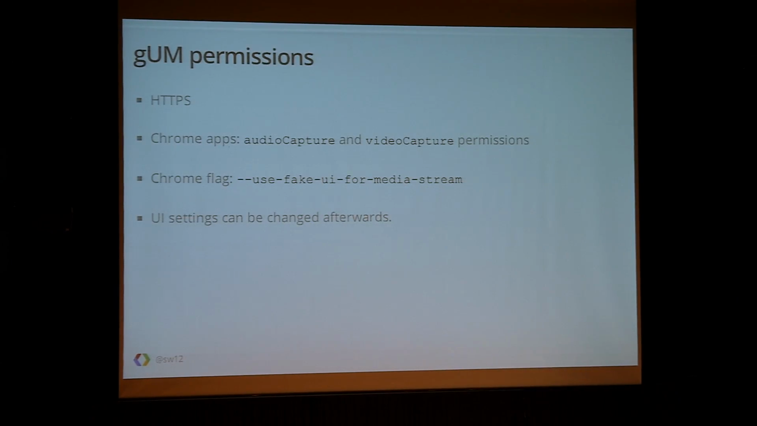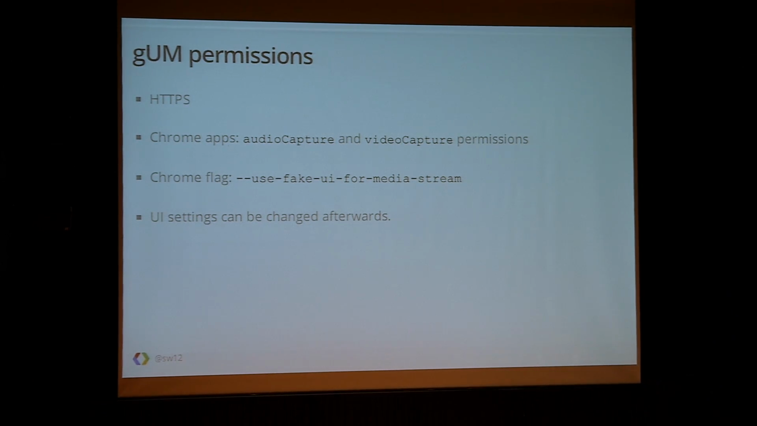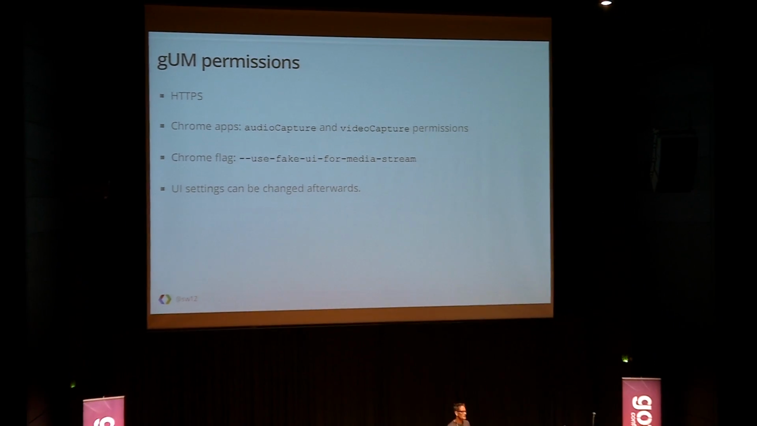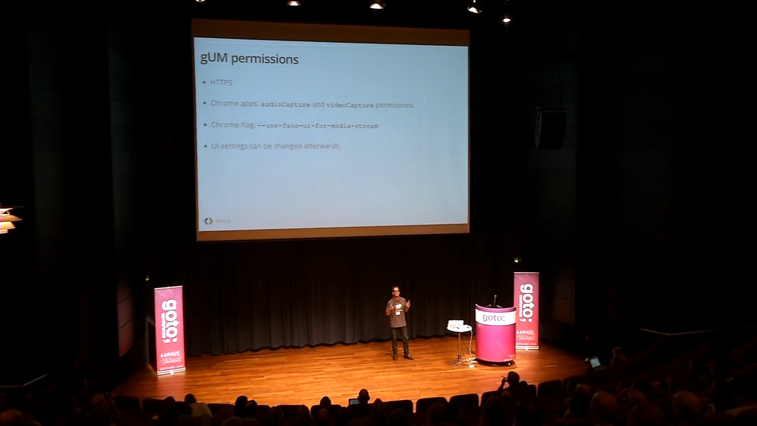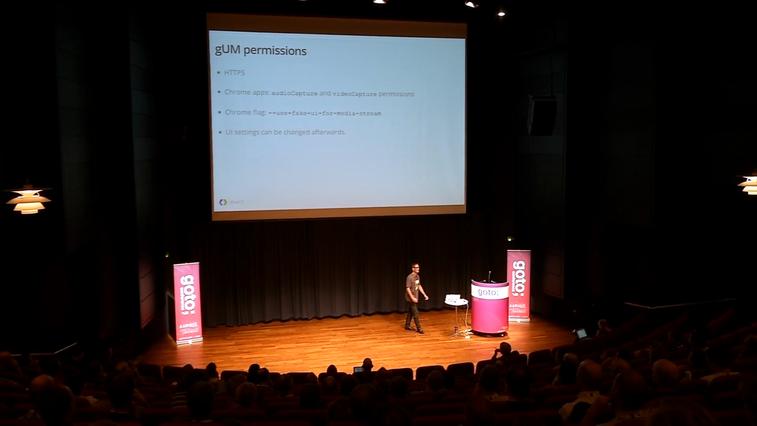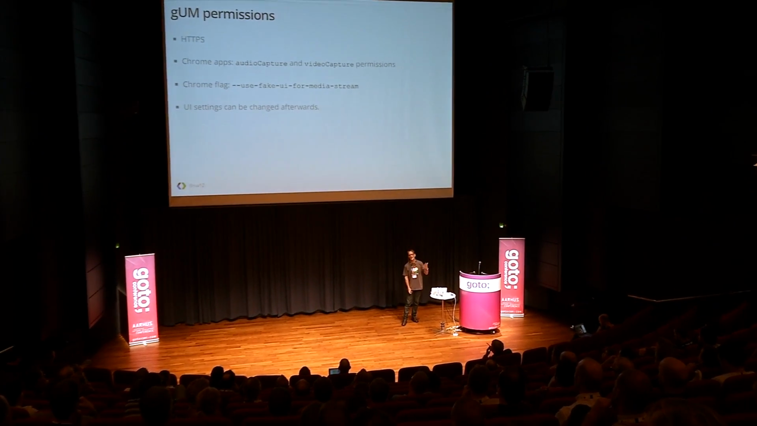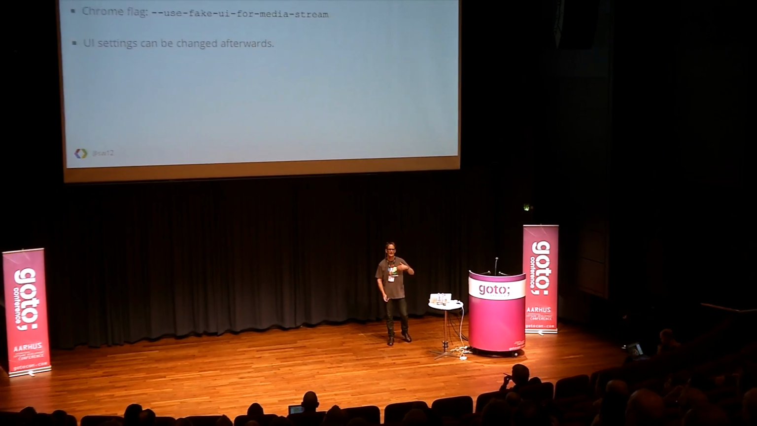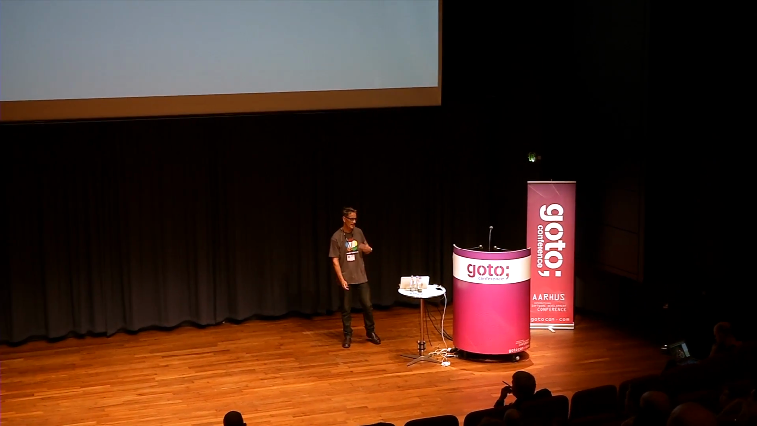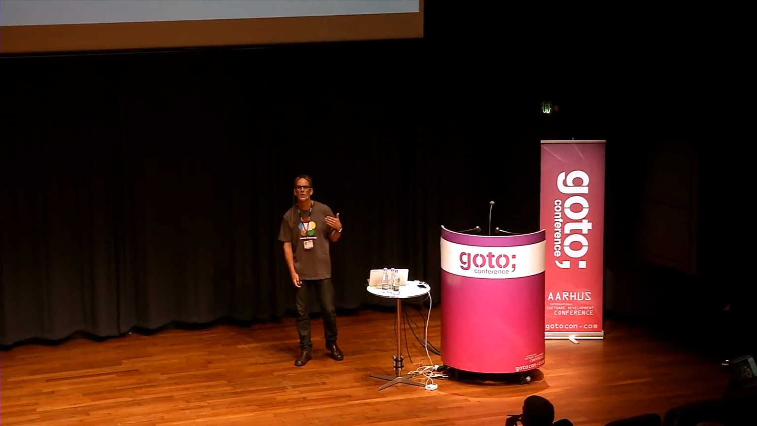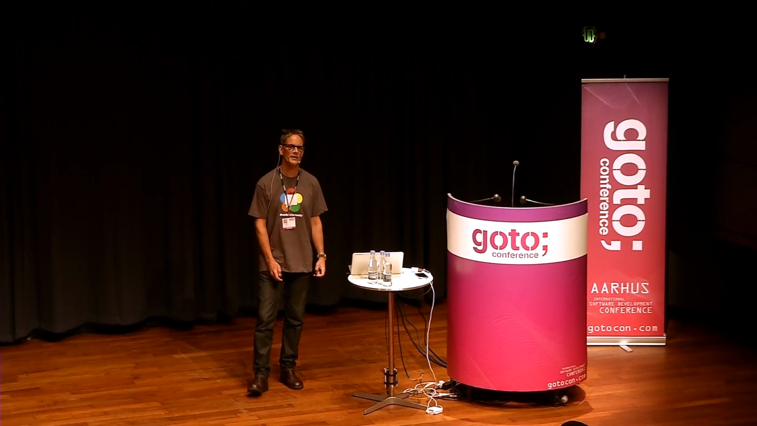Just a word about permissions. If you run a WebRTC app using getUserMedia from HTTPS, you will only be asked the first time for access to the camera, microphone, and so on. This is really handy, so people don't get asked again and again every time they use your app. You can also do this in Chrome apps with the audio capture and video capture permissions.